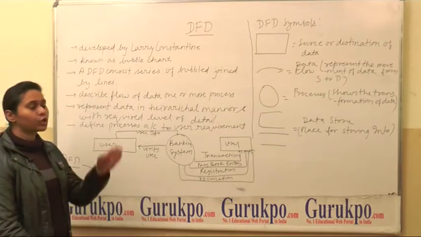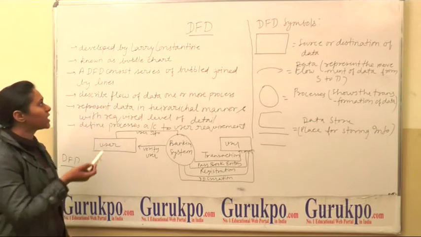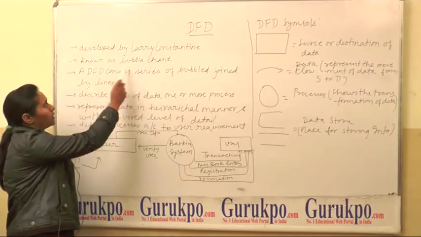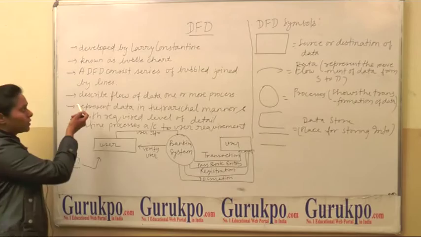We have to discuss the topic DFD. DFD is also known as Data Flow Diagram. It was developed by Larry Constantine. It is also known as bubble chart. A DFD consists of a series of bubbles joined together by lines.